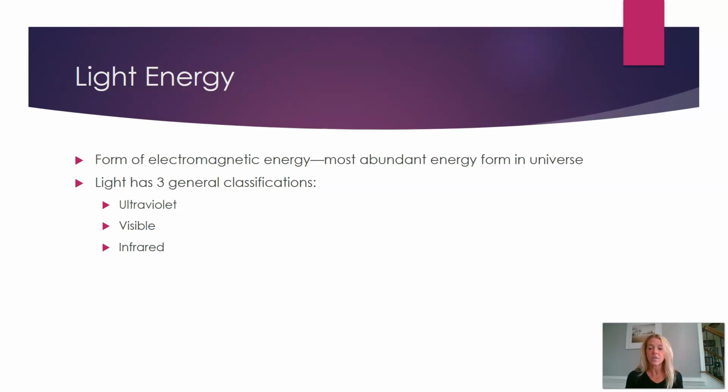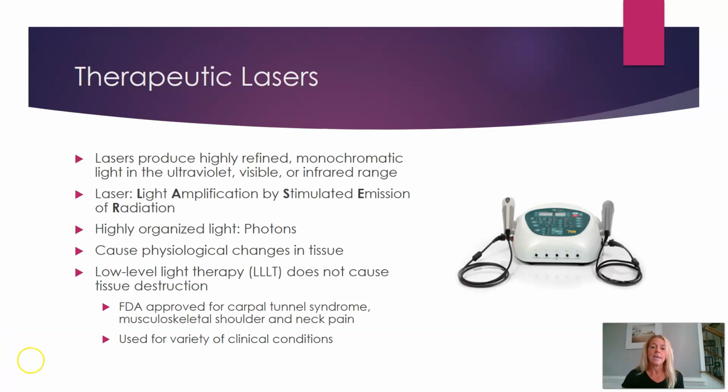So there are three general classifications of light. Ultraviolet, you've heard of UV rays from the sun, visible light, and infrared light. And laser can come in any of those categories. Lasers are going to produce highly refined, which means they're very focused, right? That was the whole big thing with laser pointers. You can stand across a room and shine a laser pointer and it stays a very small dot, as compared to shining a flashlight where it sort of expands and makes a much broader range.